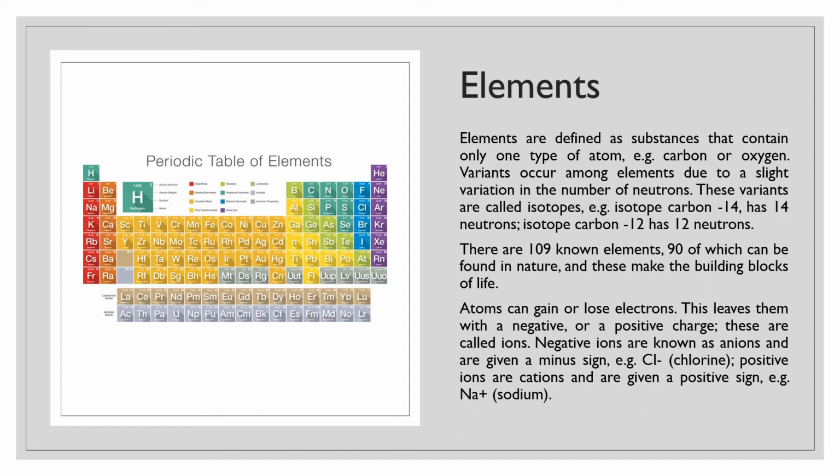Atoms can gain or lose electrons. This leaves them with a negative or a positive charge. These are called ions. Negative ions are known as anions and are given a minus sign, such as Cl- for chlorine. Positive ions are cations and are given a positive sign, such as sodium.